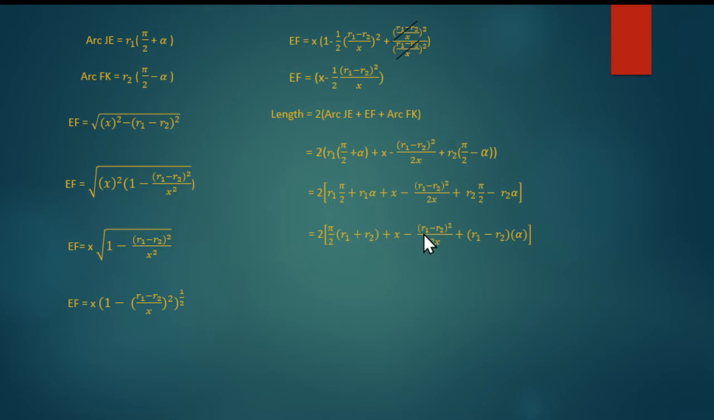Plus x minus r1 minus r2 squared over 2x plus r1 minus r2 times d alpha. We know that alpha is r1 minus r2 over x. So we substitute this in this equation, so now the length becomes pi r1 plus r2.